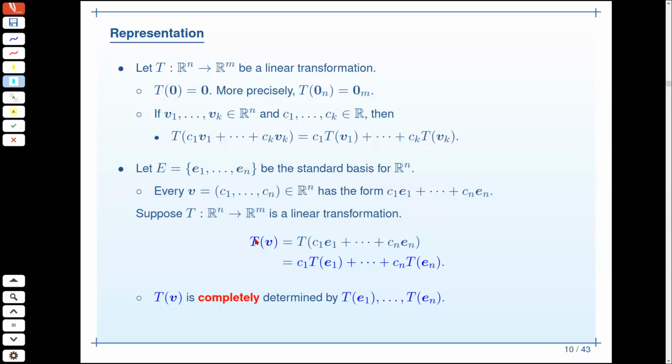So if it is given to be a linear transformation, we just need to know what happens on the standard basis. Then the linear transformation is completely determined. We don't need to deal with so many, infinitely many vectors. We just need to pay attention to the basis. So that's why we want to study the basis.